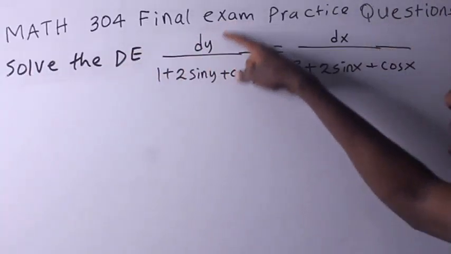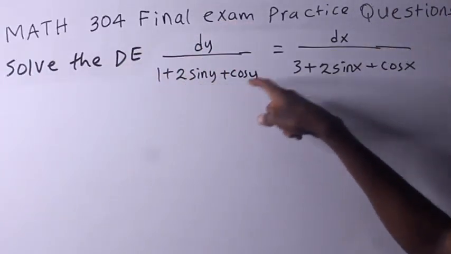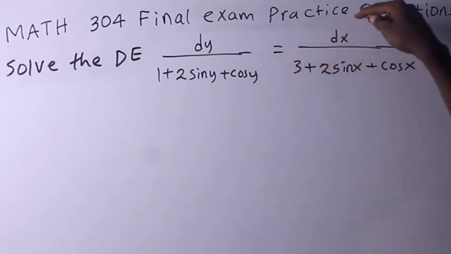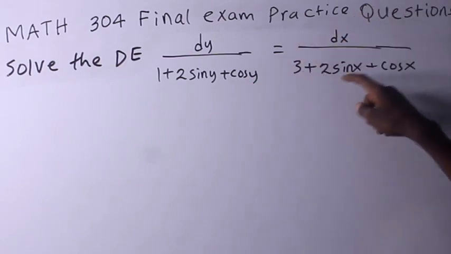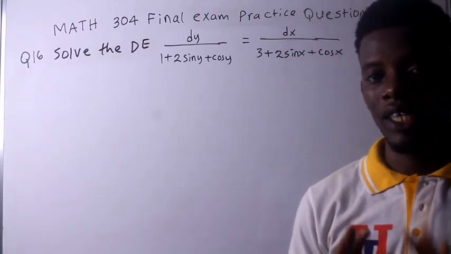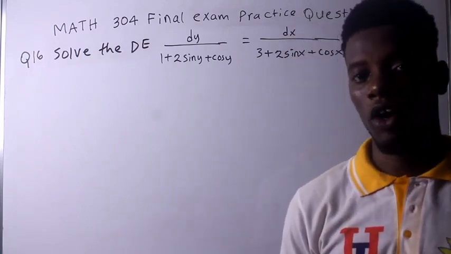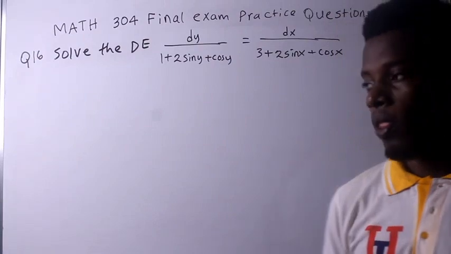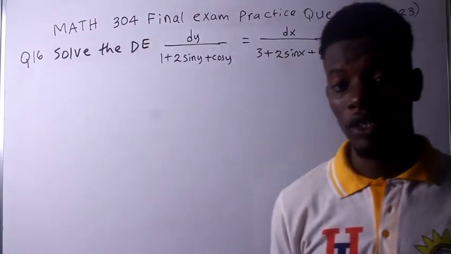Solve the differential equation dy over 1 plus 2 sin y plus cos y equals dx over 3 plus 2 sin x plus cos x. In this case, we do not need to separate the variables since the variables are already separated. All we need to do is to proceed to solve the problem by integrating both sides.